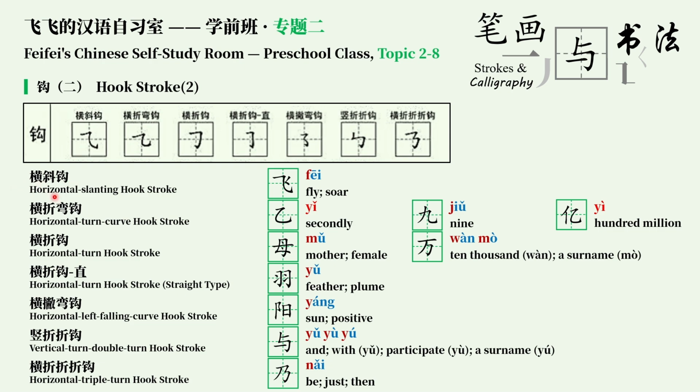横斜钩 horizontal slanting hook stroke, 横折弯钩 horizontal turn curve hook stroke, 横折钩 horizontal turn hook stroke, 横折钩直 horizontal turn hook stroke straight type, 横撇弯钩 horizontal left falling curve hook stroke, 竖折折钩 vertical turn double turn hook stroke, 横折折折钩 horizontal triple turn hook stroke. Each type combines multiple basic movements, so pay close attention to the sequence and strokes of the brush. 横斜钩 horizontal slanting hook stroke.